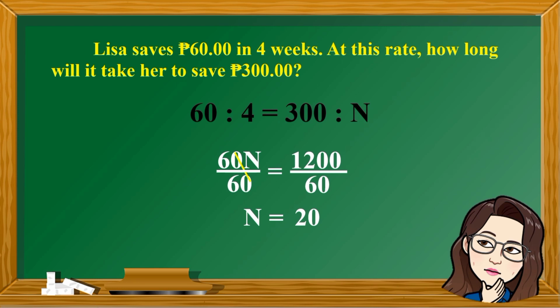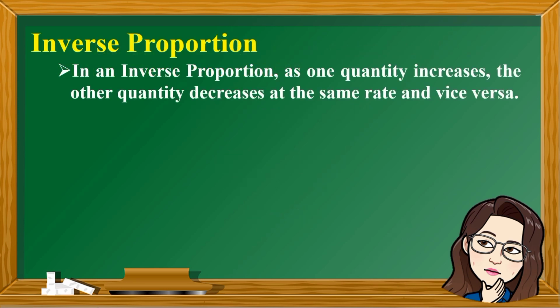The second type of proportion is inverse proportion. What is an inverse proportion? In an inverse proportion, as one quantity increases, the other quantity decreases at the same rate and vice versa. Let's take this example. If 8 men can do a certain job in 12 days, how many men will be required to do the same job in 16 days?